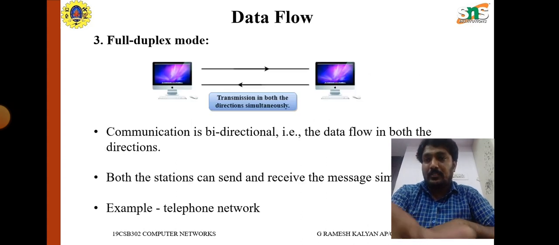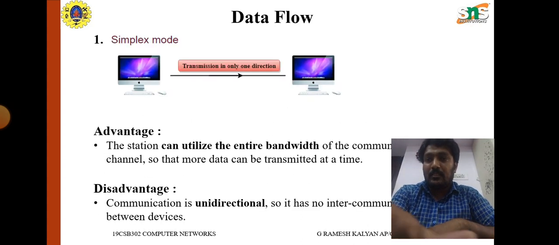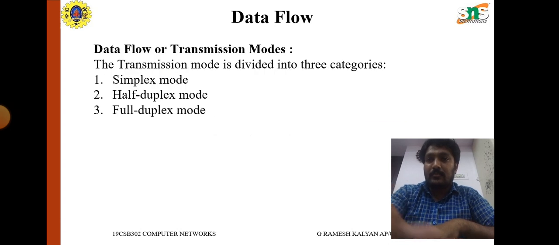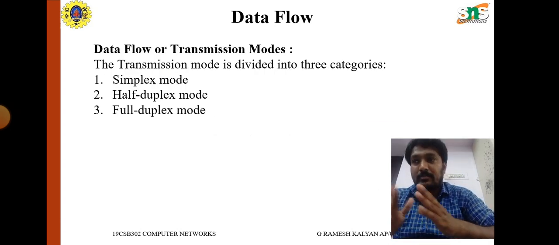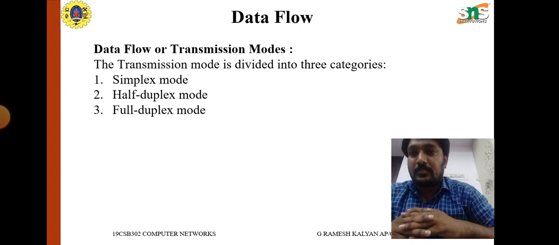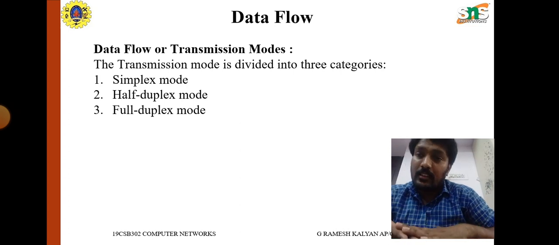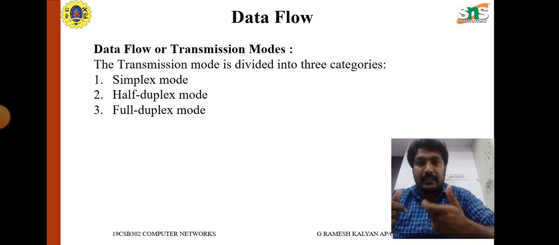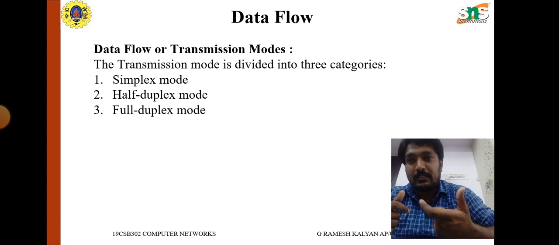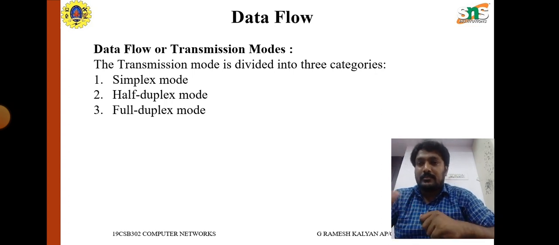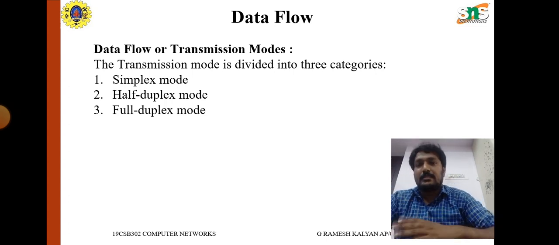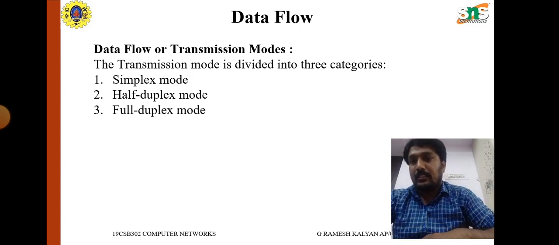As we saw, in simplex mode, either data can be sent or received. In half duplex mode, data can be sent, the other has to wait, and after that he can send. Both sending and receiving cannot happen at the same time. And in full duplex mode, both can send and receive data at the same time. So these are the three transmission modes, or the data flow process.